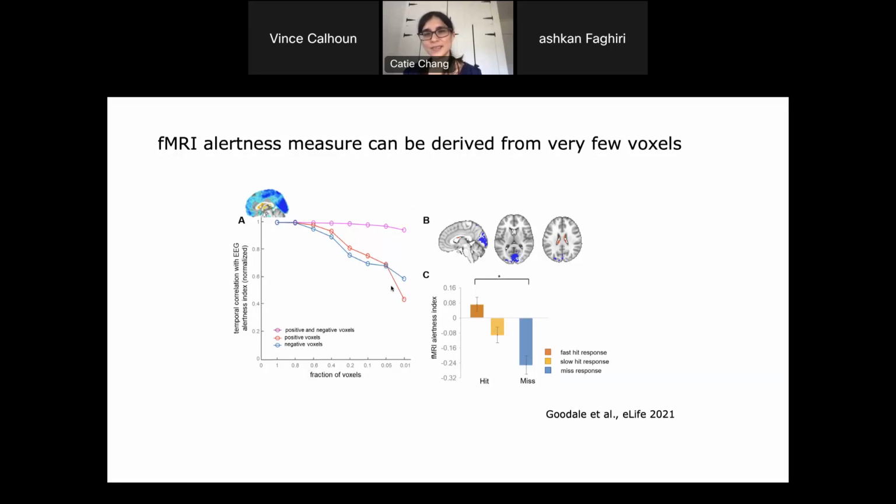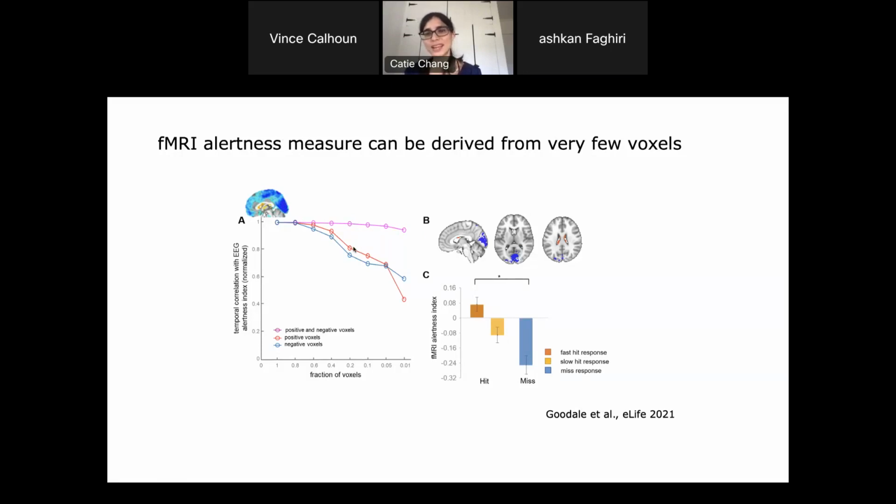And then we found that particularly when we maintained voxels with both positive and negative polarity in our map, we were able to continue achieving relatively high performance. And that was in contrast to if we only selected subsets of the highest intensity voxels with only the negative or only the positive polarity.